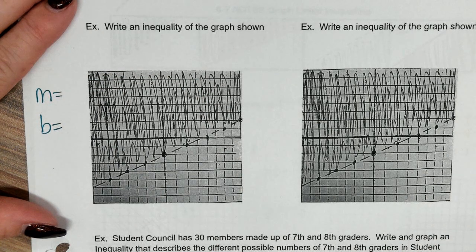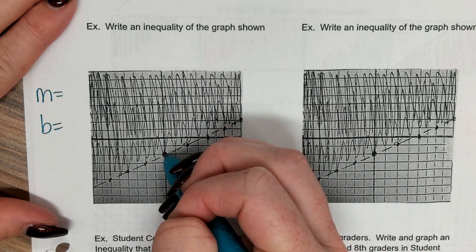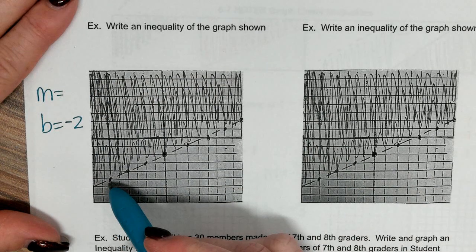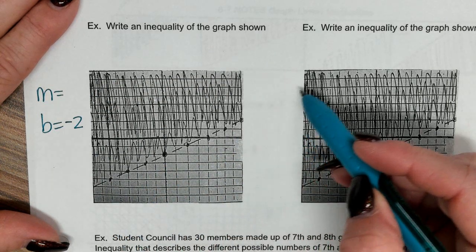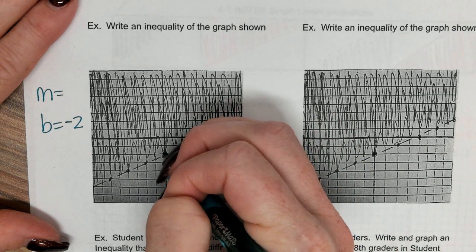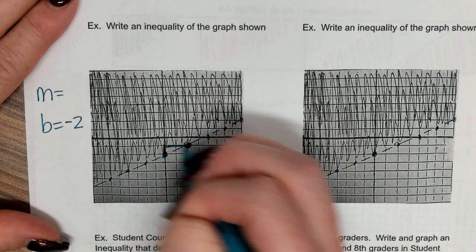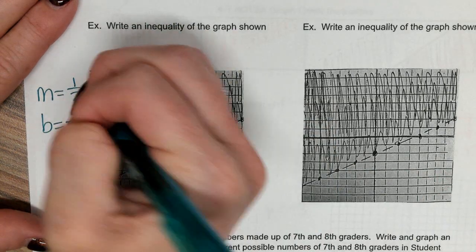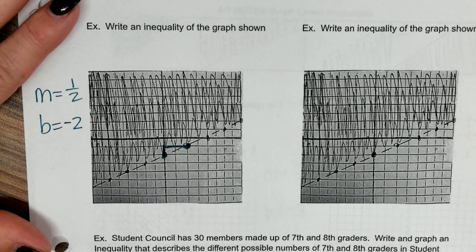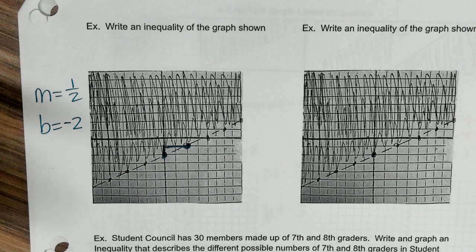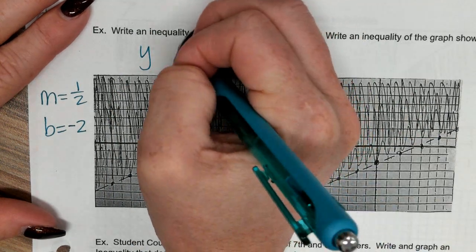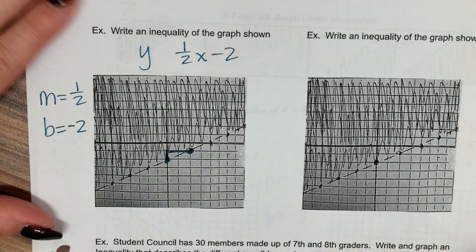So find the y-intercept. Where is it touching the y-axis? Negative 2. The line is going up, so it's a positive slope, and my rise from here to here was 1, and my run is 2. So 1/2, and again, it's positive because it's up and right. I'm not going to put y equals, because this is an inequality, but it's going to be y is something to 1/2 x minus 2.